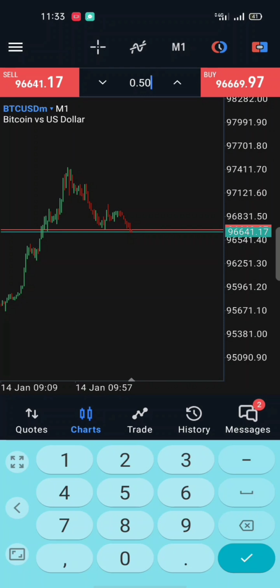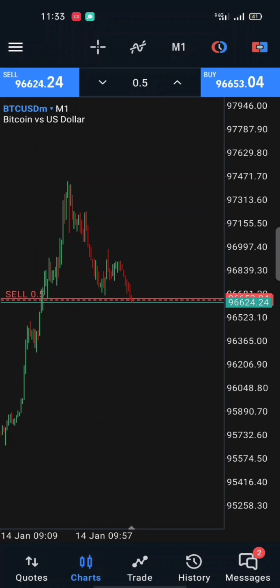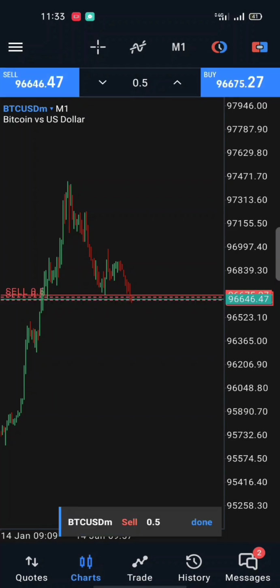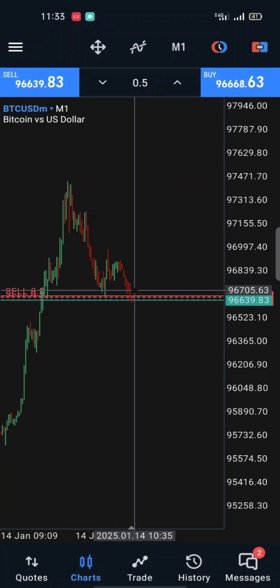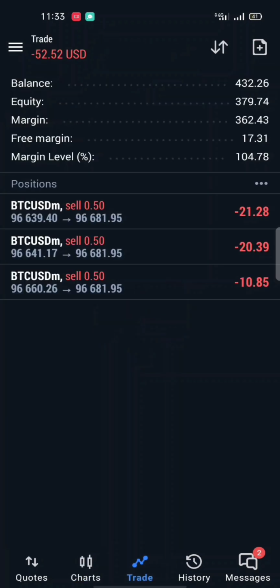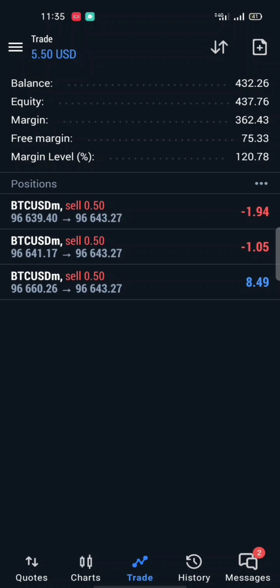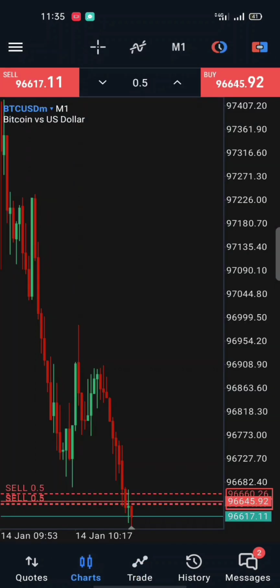0.50 lot size. We're entering a sell massively at this point. We're entering a massive sell position on BTCUSD just now. I want the market to break this zone to the downside. That zone needs to be taken out at that point. Let's see what BTCUSD has for us. Currently, the market is fluctuating at this point.